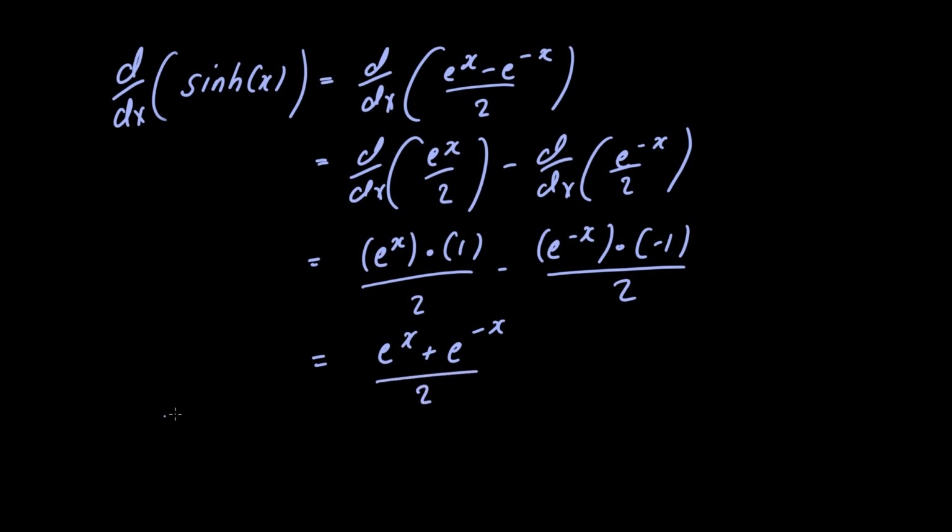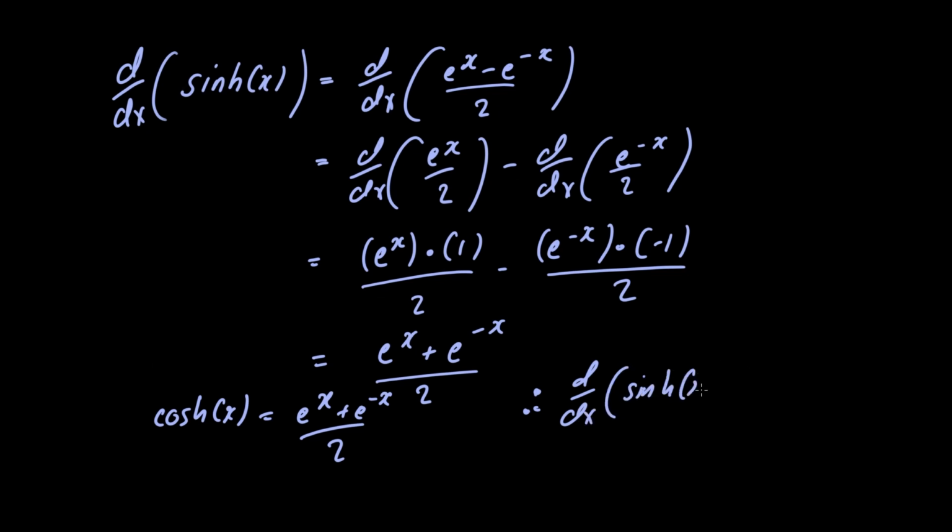Now remember that we can rewrite hyperbolic cosine of x as this. Therefore, the derivative with respect to x of hyperbolic sine of x is equal to hyperbolic cosine of x.